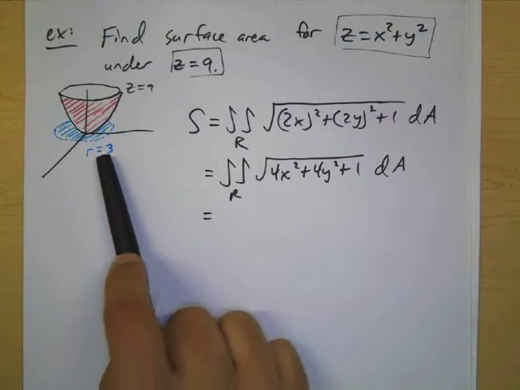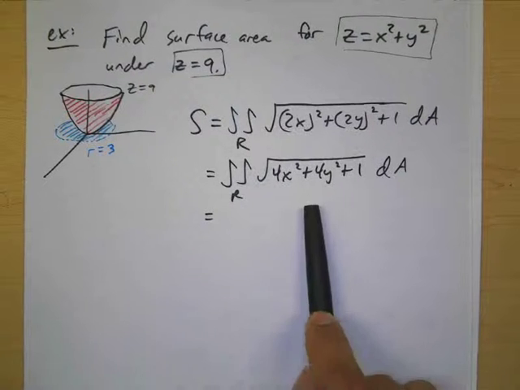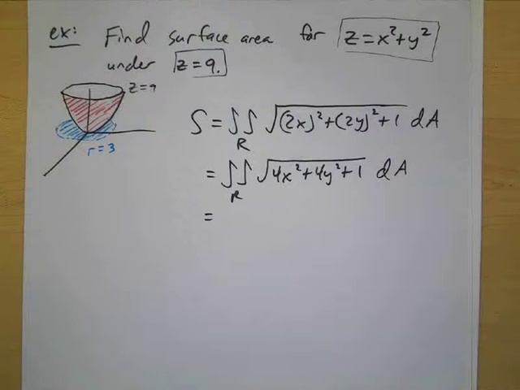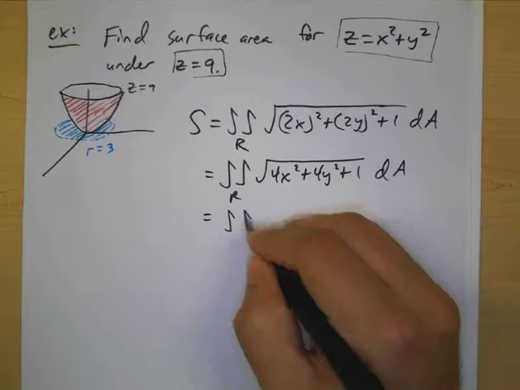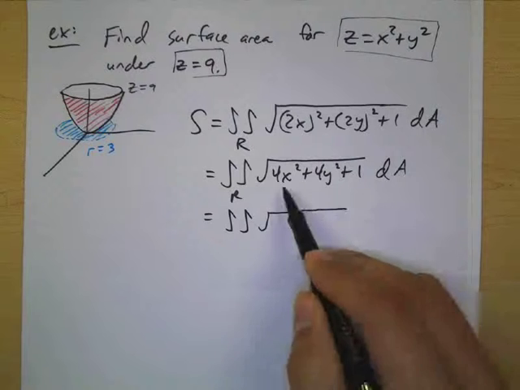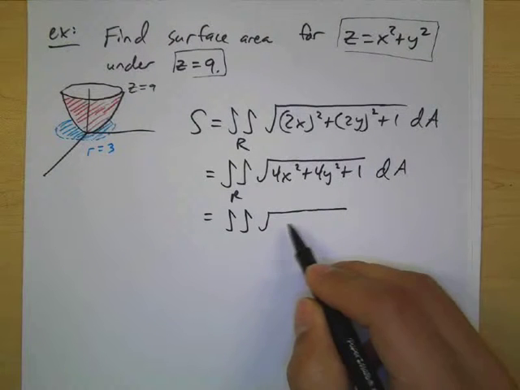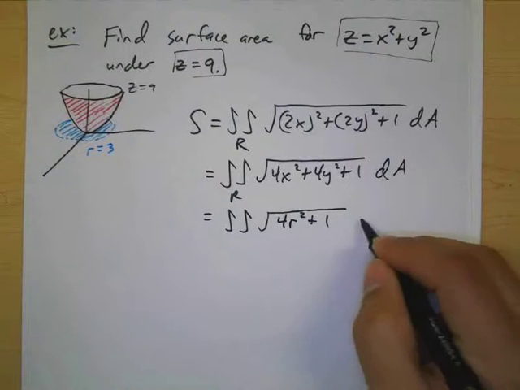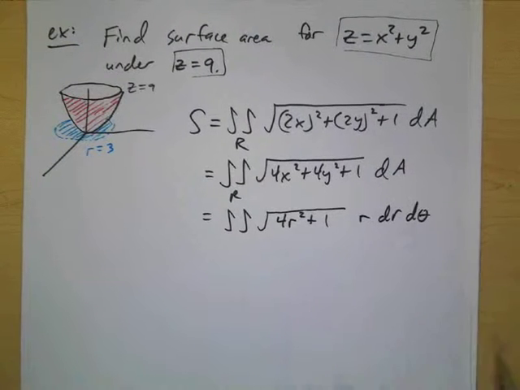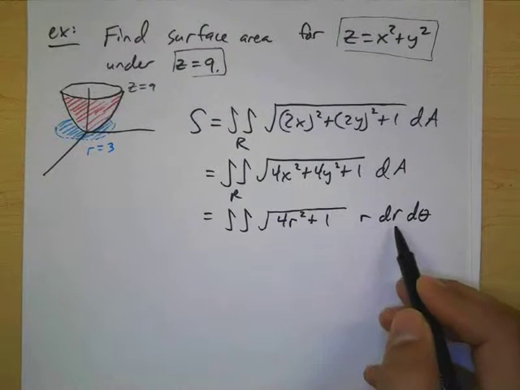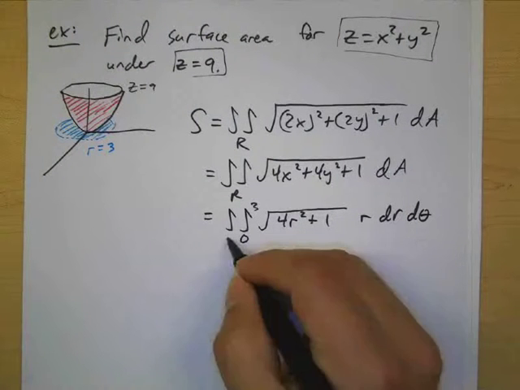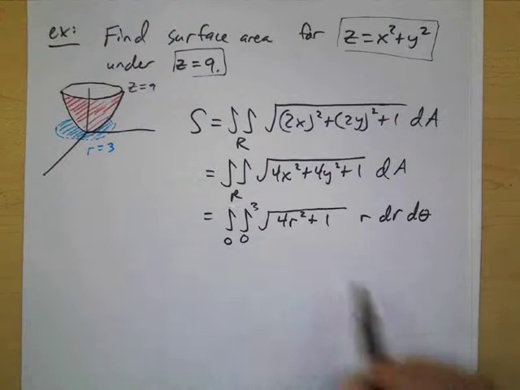Since the region is a nice polar region, and we could easily switch over to polar, that's what I would do for this integral, is switch it to polar coordinates. So instead of the square root of 4x squared plus 4y squared, that would be the same as 4r squared, good. And then we need r dr d theta. And then our bounds for the radius would be from 0 to 3, and then theta would be from 0 to 2 pi.